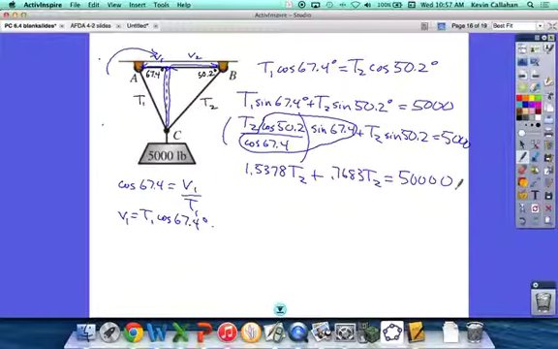Okay, add up these coefficients, right? 1.5378 plus 0.7683, 2.3061. So we have 2.3061 T2 equals 5,000. So divide. T2 equals 5,000 divided by that. 2168.2.